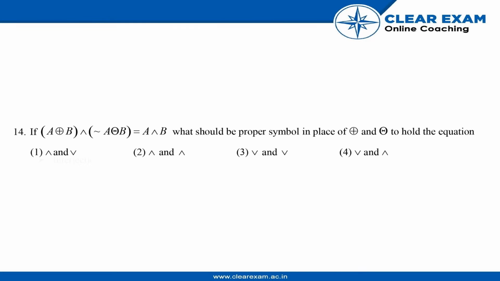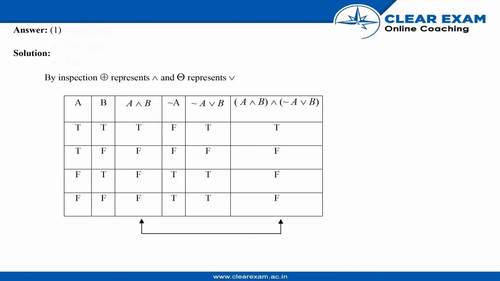So first we draw the truth table as per the given: A and B, not A or B, A and B, and not of A or B. After drawing it we see that truth and truth gives truth, not of A gives false, and then not of A or B gives true, and then doing the AND operation of the A and B column with not of A or B, from truth and truth we get truth.